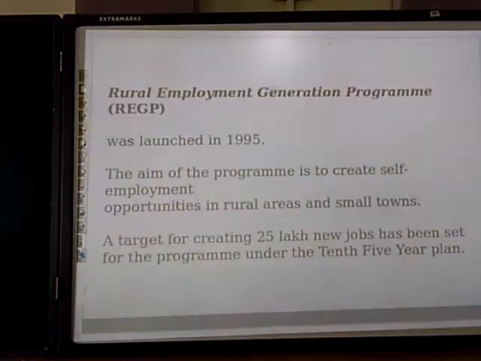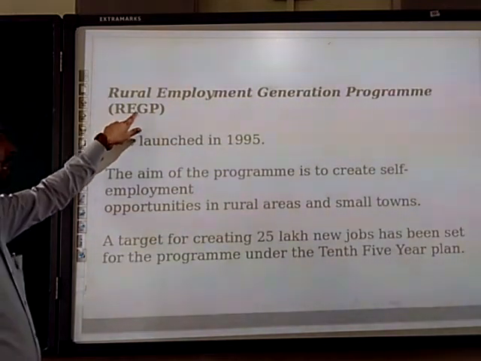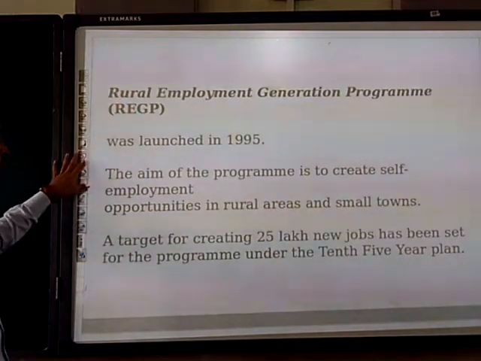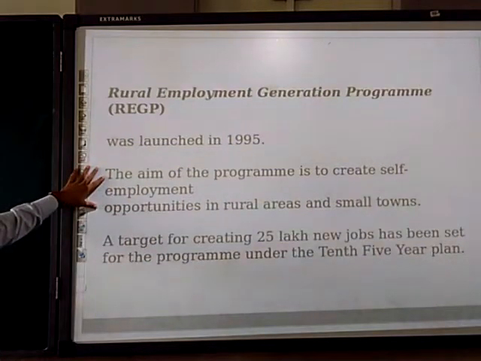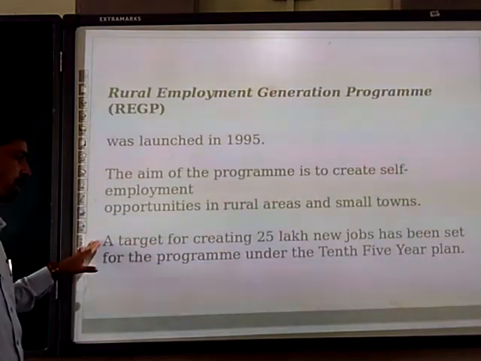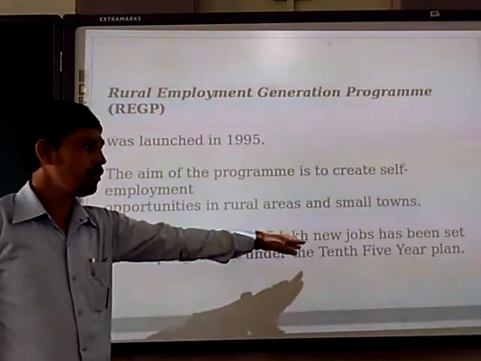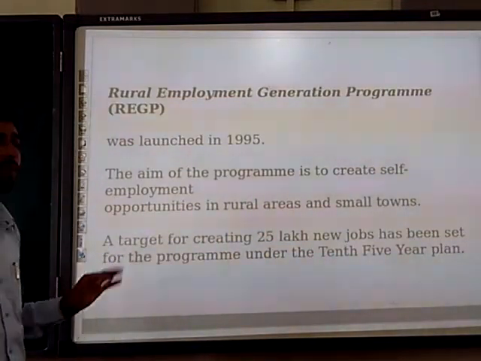Moving further to the next scheme, that is the Rural Employment Generation Programme, that is REGP. You have to remember this short form also. It was launched in 1995, and the aim of this scheme is to create self-employment opportunities in rural areas and small towns. A target of creating 25 lakh new jobs has been set for the programme under the 10th five-year plan.